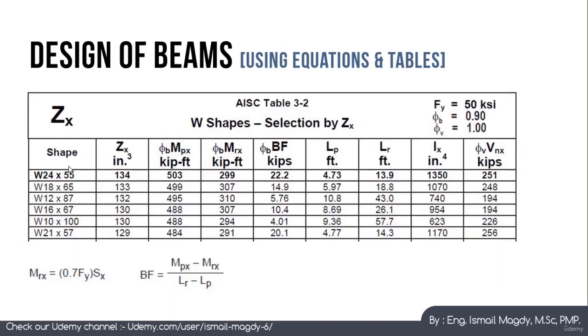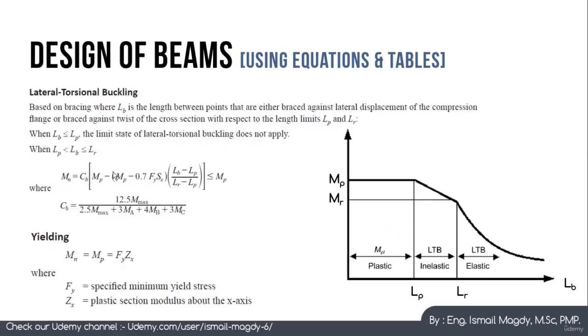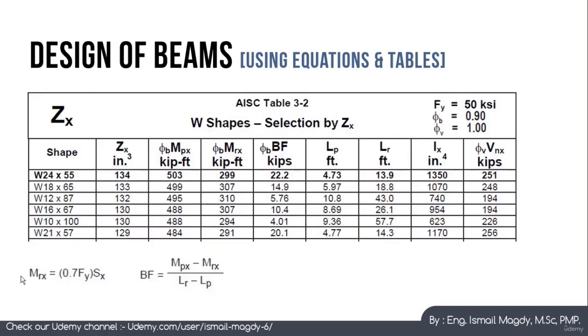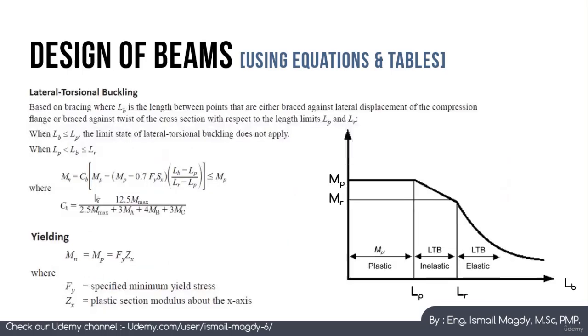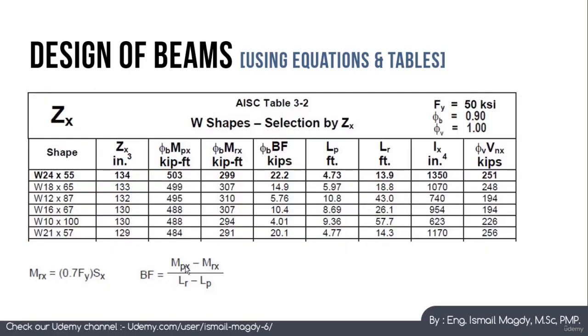This is the Zx table. As you can see, we have different shapes, any beam sections, and we have the Zx value, we have the MP, we have the MR, and the LP, the LR, all of these values which we have discussed in the earlier equation. And a very important term is MRx equals 0.7 F yield multiplied by Sx, which means that this term is actually MR, so it is MP minus MR, and BF equals MPx minus MRx over LR minus LP. In case it was requested for you, this is the beam factor in the problem.